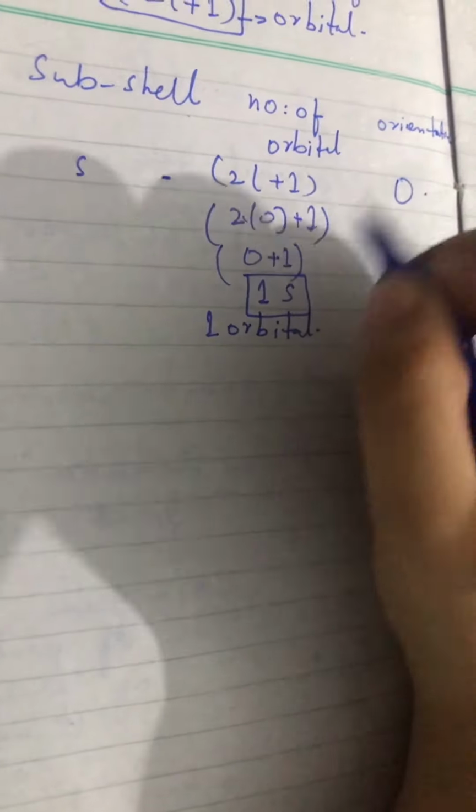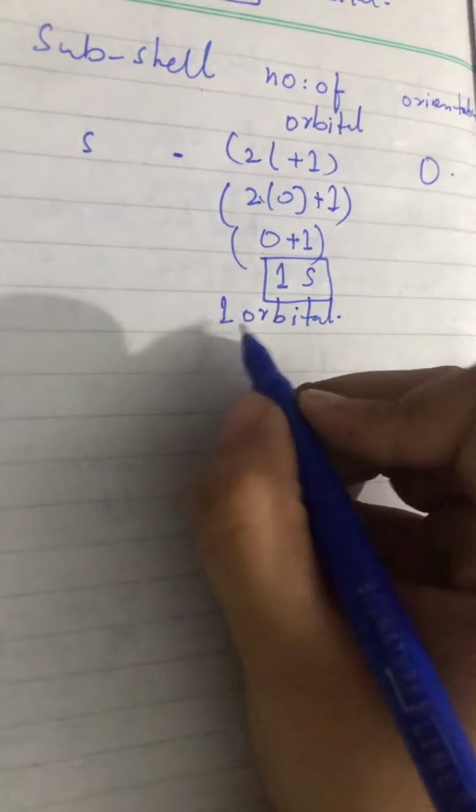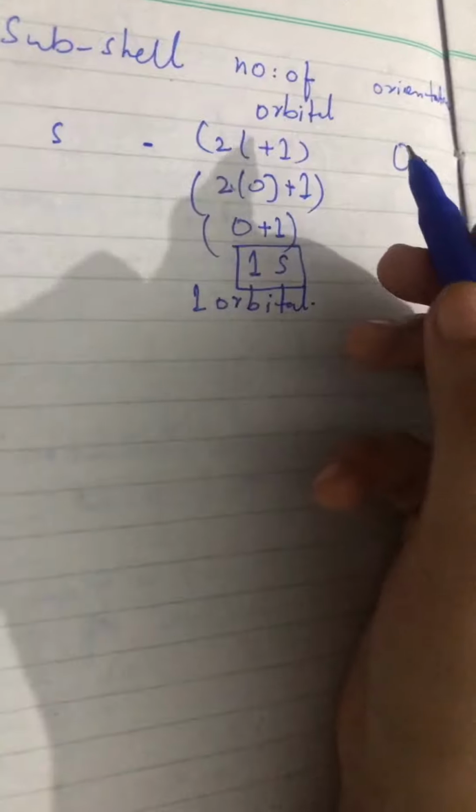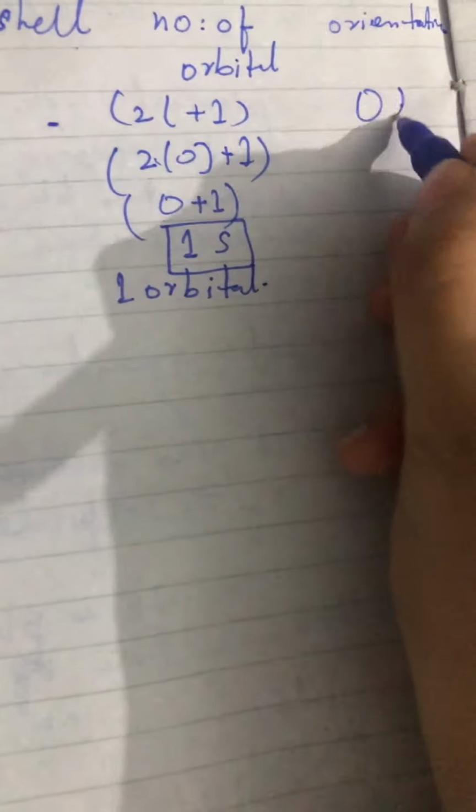Now there will be 0 orientation. Orientation means axis. We have 3 axes, X, Y and Z. Here we have only 1 orbital. So the orientation will be the same: there is 1 orbital in the S subshell and there will be 0 orientation.